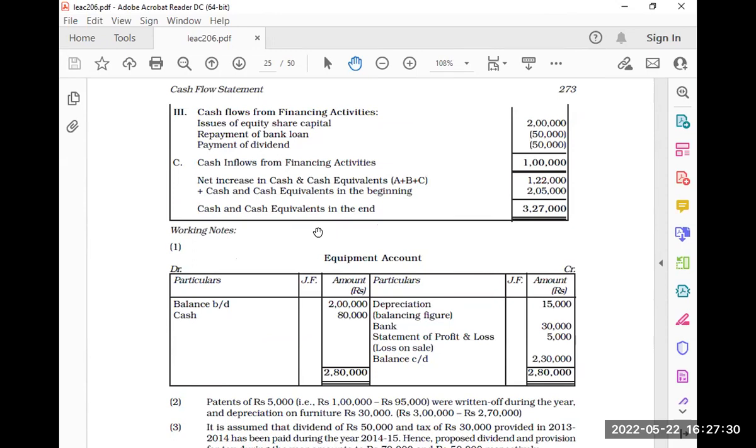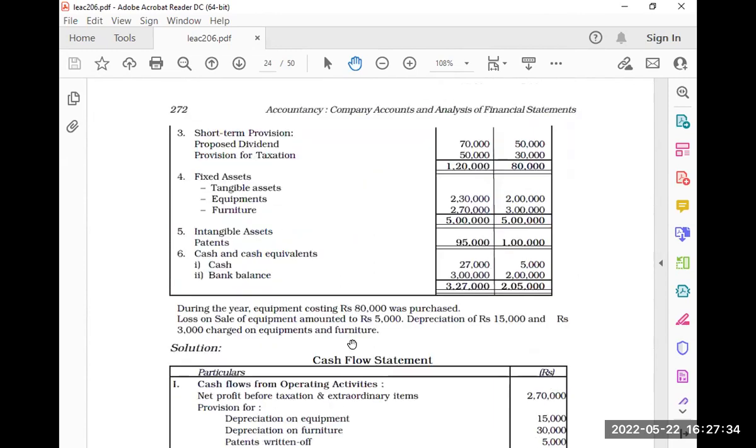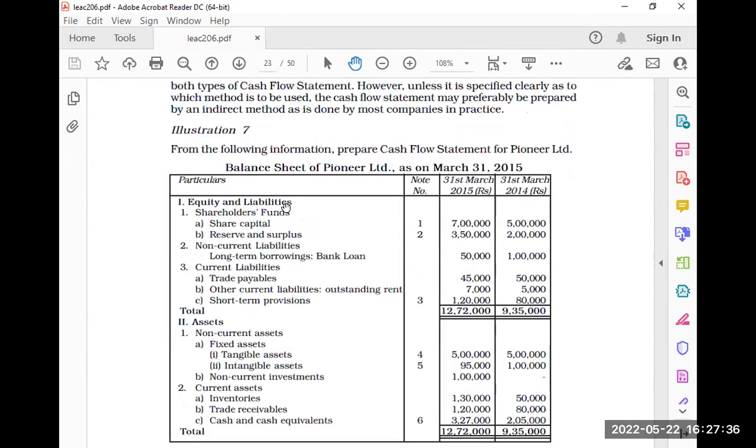Balance sheet again, non-current liabilities. Go to the balance sheet. Yeah, non-current liabilities, shareholder fund, share capital. Last year it was 5 lakh. Now it is 7 lakh. So what is this? 2 lakh is the difference. What is that? Issue of new share capital.